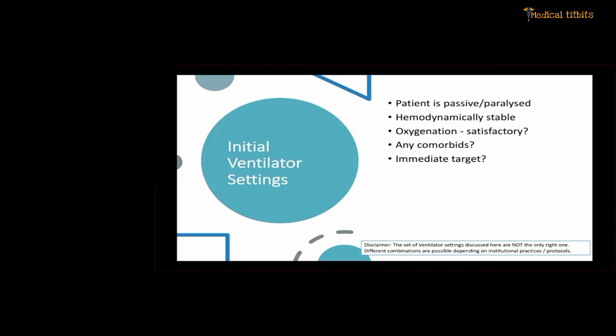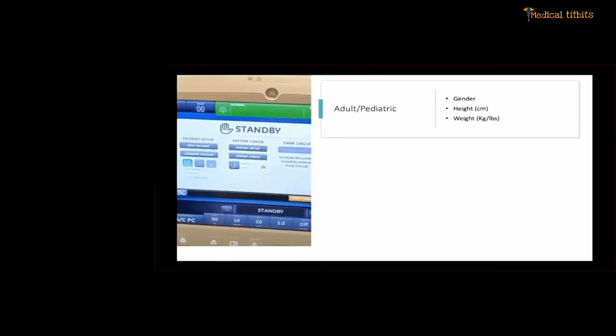And it all depends on whether he has any more comorbids, and what exactly is your immediate target. Whether it is maintaining ventilation for some time, or you are planning for some elective ventilation for some time till the primary pathology settles down. So you get the ventilator ready, power it on, see that system check is done. It all depends on the technical support you get in your intensive care unit. But from your side, you start doing the patient setup.